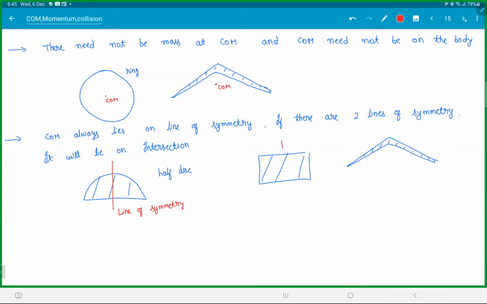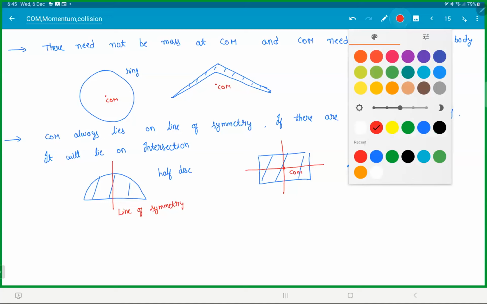If you take a rectangle, this is a line of symmetry. This is also a line of symmetry. So this should be the center of mass. For this boomerang, this is the line of symmetry. It should be somewhere on that line, but I don't know where.